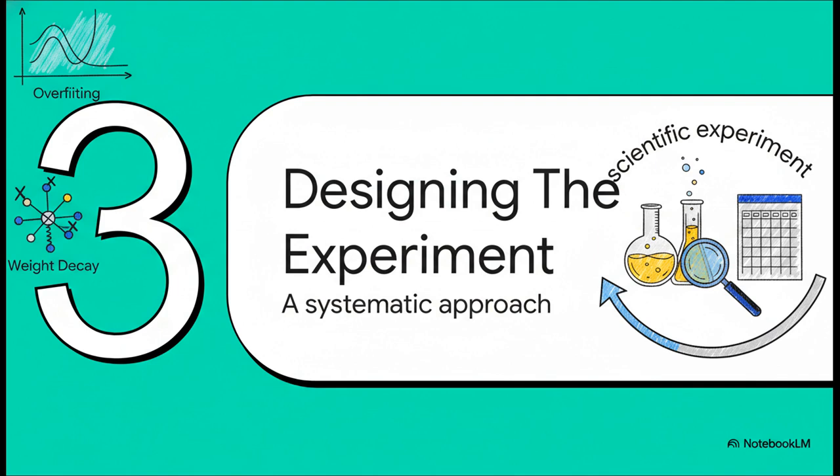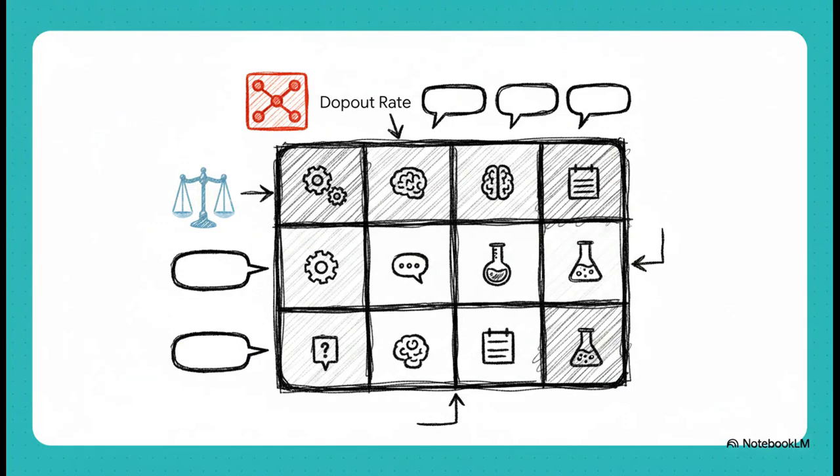To figure that out, we can't just guess. We need a solid scientific experiment. And this is our battle plan. We're setting up a grid of all the possibilities we want to test. We're going to try 4 different levels of dropout, from 0 all the way up to a pretty aggressive 60%. And for each of those, we'll test 3 different levels of weight decay. You do the math, and that gives us 12 unique combinations to pit against each other.